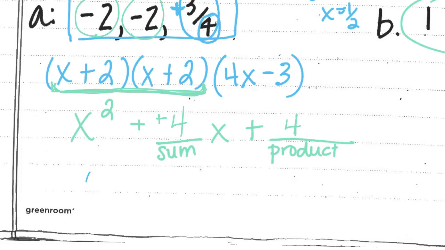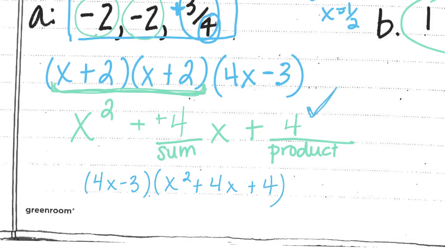So now I can take 4x minus 3 and distribute it through x squared plus 4x plus 4. And I'll show you why I like to use this. I'm going to write it again. Let's distribute the 4x through. I'm going to show you why I like that on the next slide. 4x times x squared is 4x cubed. 4x times 4x is 16x squared. 4x times 4 is 16x.